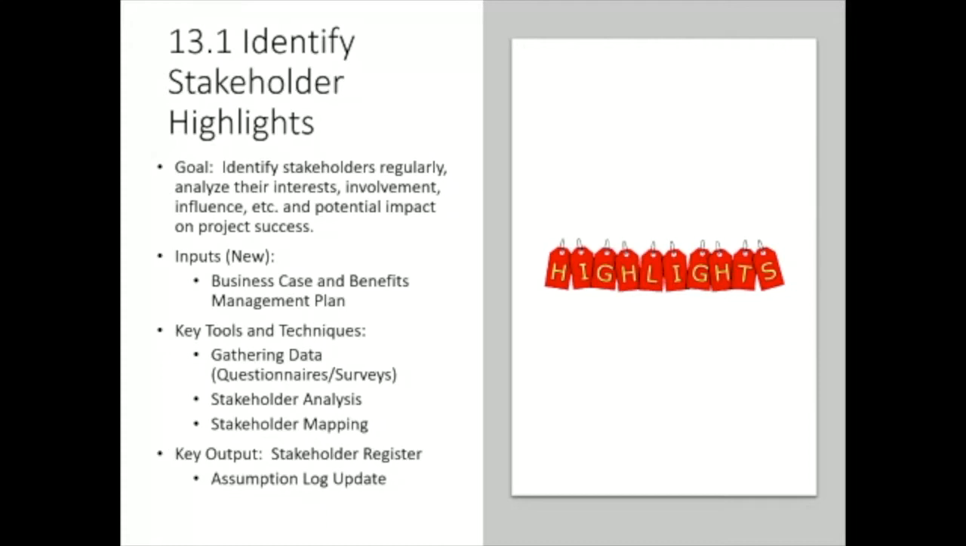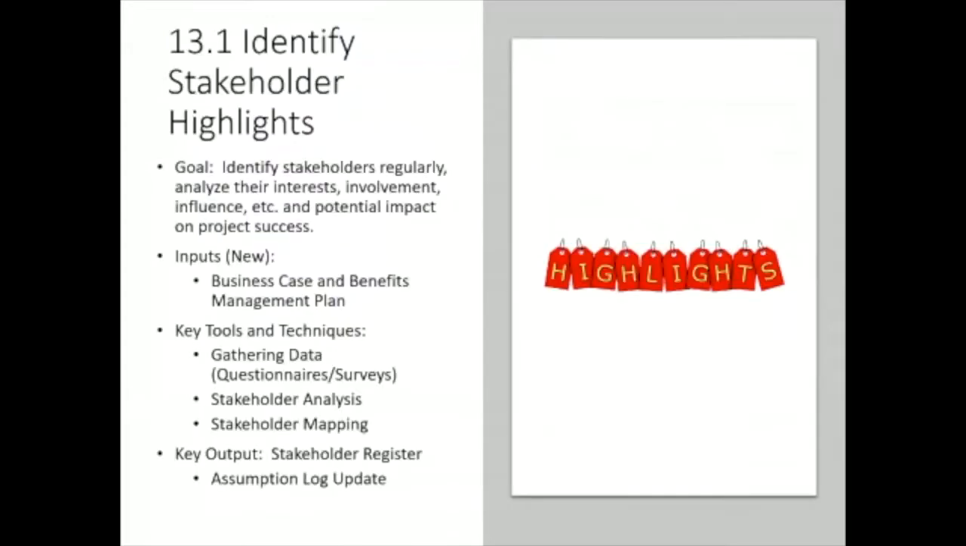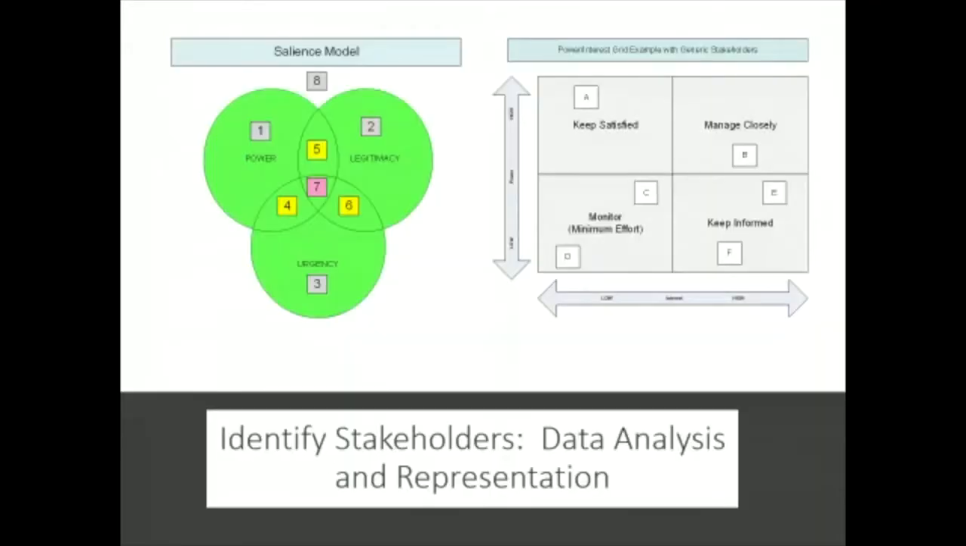So let's go ahead and take a look at this data analysis representation, and going back to the previous slide, what is this stakeholder mapping? There are two common methods to determine where a stakeholder is currently and where we want them to be, and to go ahead and classify them. In the upper left-hand corner, we have the salience model. I think this is kind of interesting.